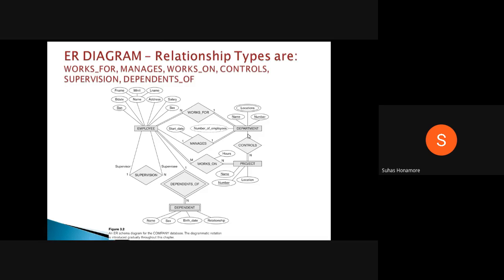Single line means partial participation. So to remain a department there need not be a project. I have the department but in the department we don't have the project, that is fine. But if a project is there, it has to completely belong to at least one department. To remain a project, it has to belong to one department.